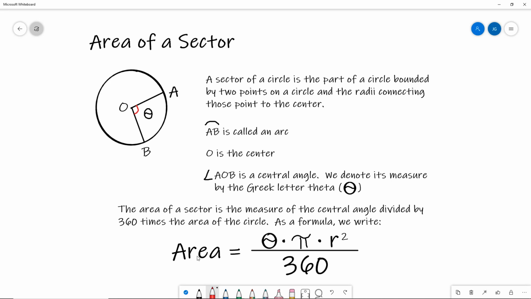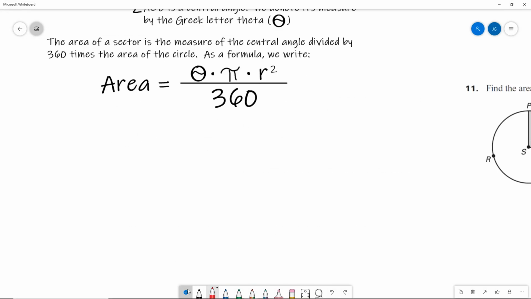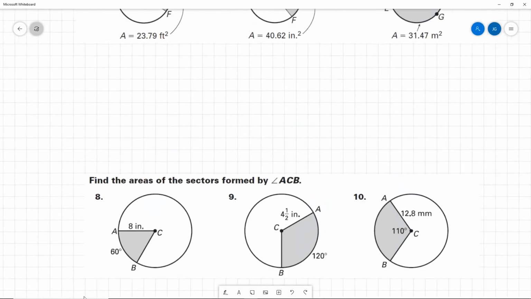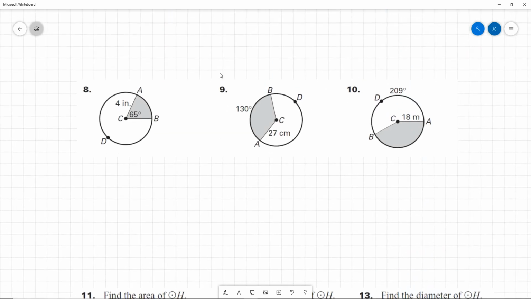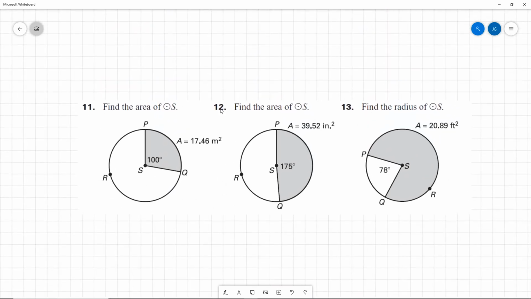So here, area equals theta times pi, that's the pi that we're always used to, 3.141592, yada, yada, yada, times r squared, that's our radius squared, all divided by 360. So if you know this formula, all you need to know to find the area is what that central angle is and what the radius is. So let's take this formula and let us do the practice problems that I gave you for this lesson.